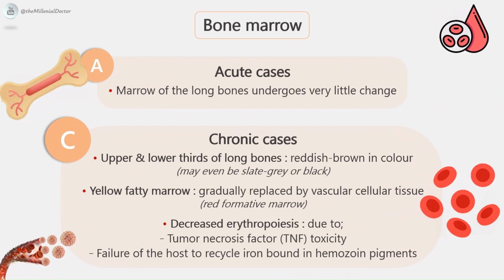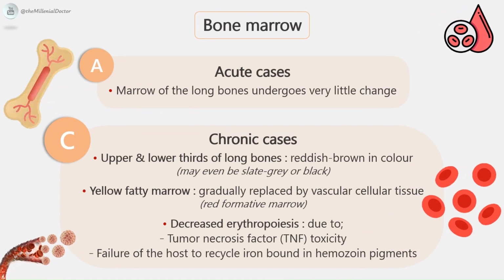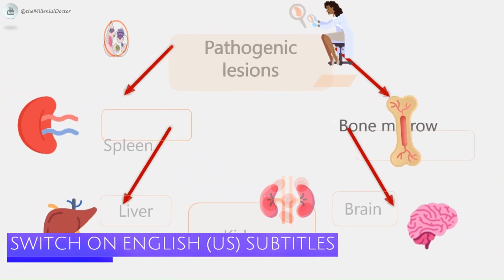Next, the bone marrow. In acute cases, the marrow of the long bones undergoes very little change. In chronic cases, the upper and lower thirds of the long bones are reddish brown in color and may even be slate grey or black. The yellow fatty marrow becomes gradually replaced by the vascular cellular tissue, that is the red formative marrow. There is also decreased erythropoiesis in the bone marrow due to tumor necrosis factor, toxicity and failure of the host to recycle iron bound in hemozoin pigments. So these were the pathogenic lesions.